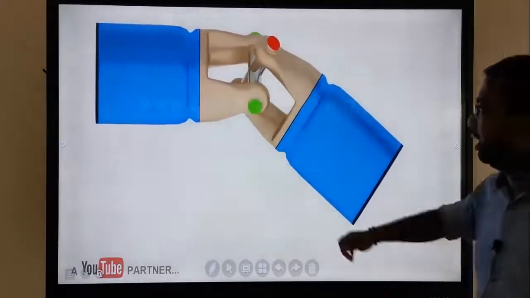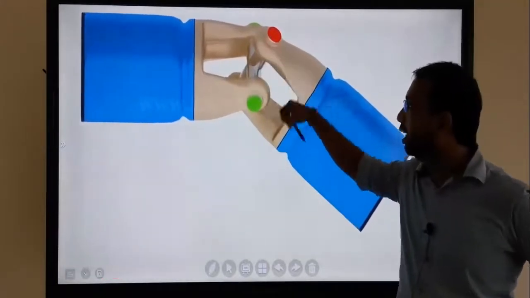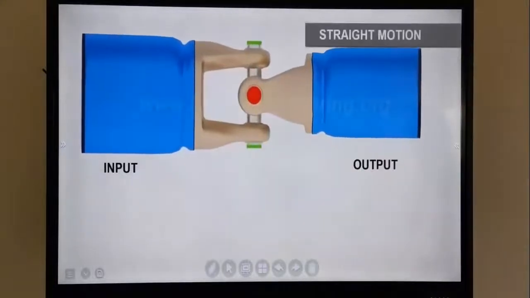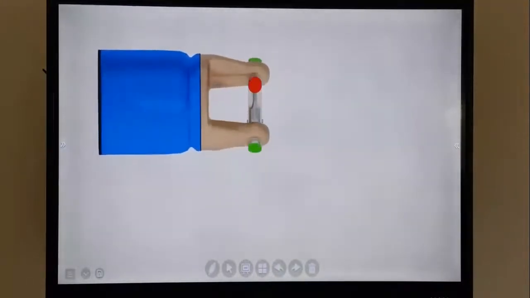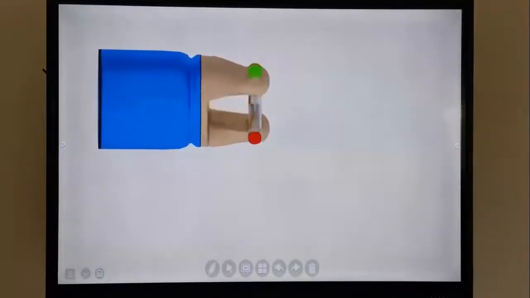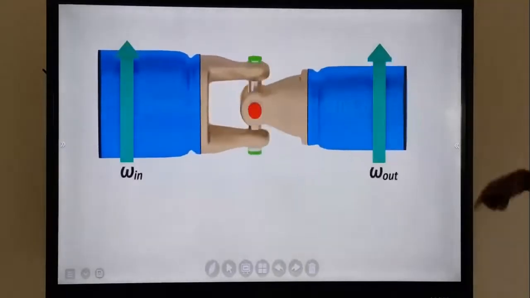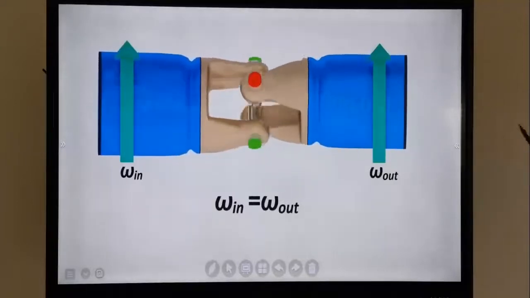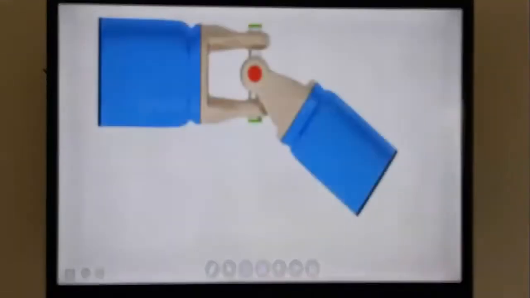Here this green color is connected to the yokes of the input shaft, and the output is red color. So when it is straight motion, how does it rotate? What are the input rotational speed and output rotational speed? It's rotated like this, okay? So the input rotational speed and output rotational speed are equal in the straight motion.